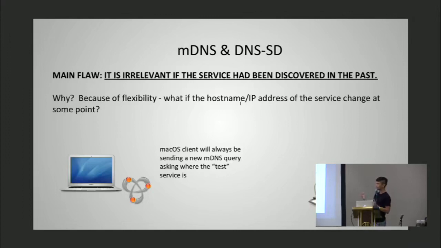The MDNS and DNS-SD protocols are designed in such a way that every time we want to communicate with them, we ask them again, are you still there, or do you still have this? Do you still have on the network this service under this particular host name and port and URL? So the main flaw there is that even if in the past a printer had established its presence by going through the probing and announcement phase, we still can exploit that as an attacker on the network. And so the macOS client that wants to print the job will always be sending a new MDNS query asking where the test service is.